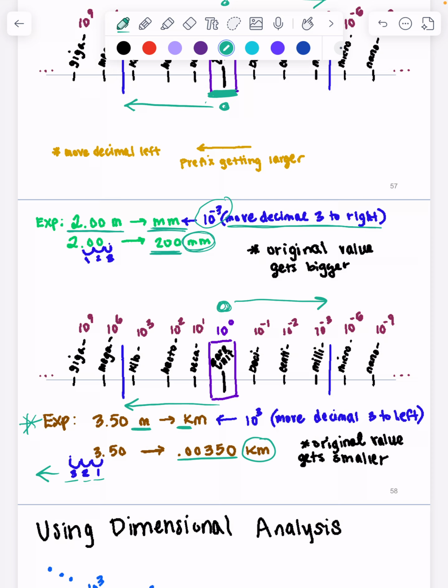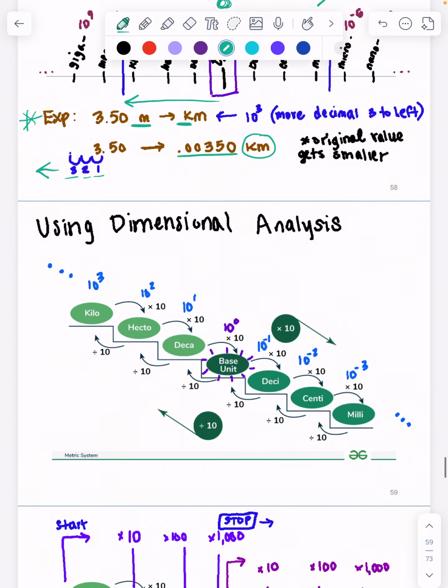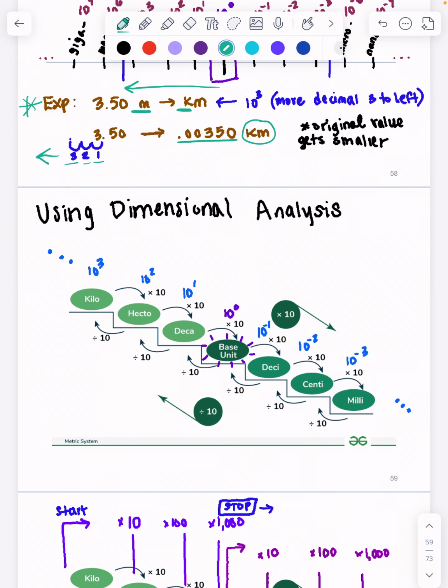Kilo meaning 1,000, so 3 hops to the left. Now that is the easy way of doing things. What we didn't get to last Thursday was that using dimensional analysis is also a way that we can convert between our metric prefixes. So moving down here, this is a unit timeline that I pulled from the internet that explains our metric system.